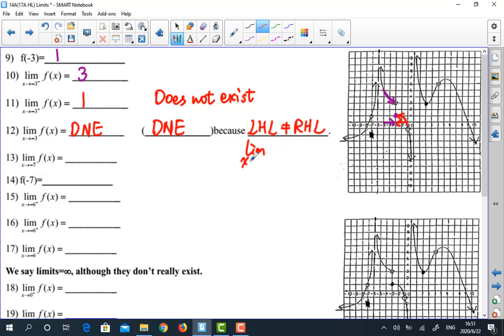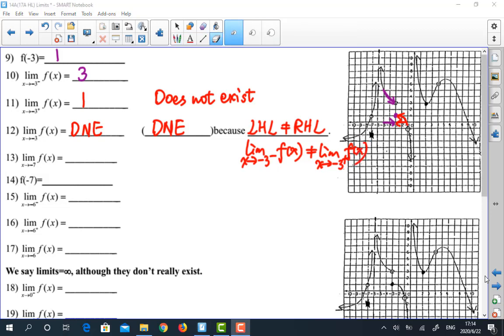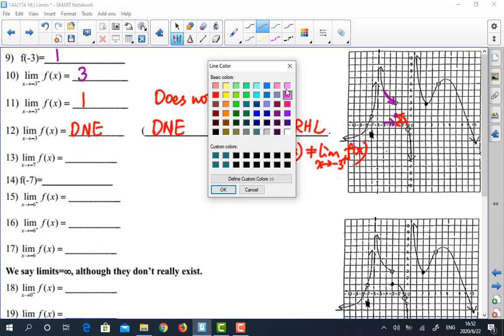Namely, limit as x approaches negative 3 from the left of f of x is not equal to limit as x approaches negative 3 from the right of f of x. At x equals negative 3, we can see the graph discontinues at this x equals negative 3. So the left part and the right part are split up. This type of discontinuity is called a jump discontinuity. There is a gap between the left piece and the right piece. So let's continue to look at question number 13.